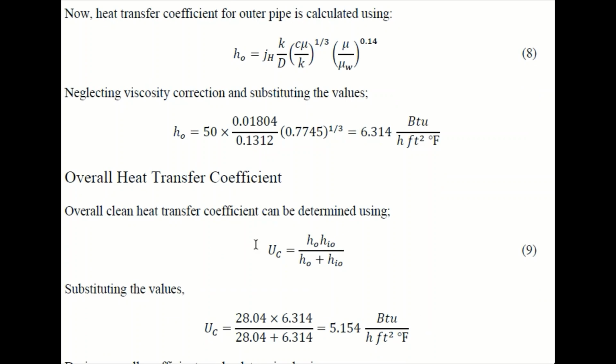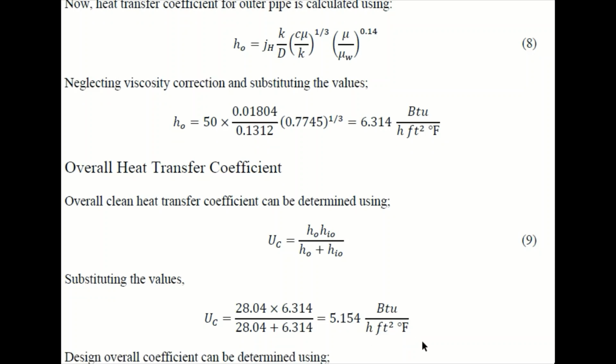So for the clean overall heat transfer coefficient, we have this equation, that is in the numerator we have a product of outer and inner pipe heat transfer coefficient, and in the denominator we have the sum of both of these values. So we obtain it as 5.14 BTU per hour feet square degree Fahrenheit.